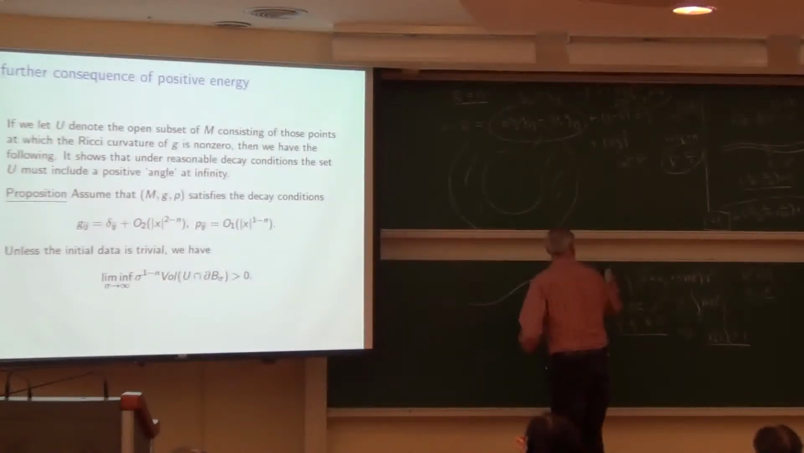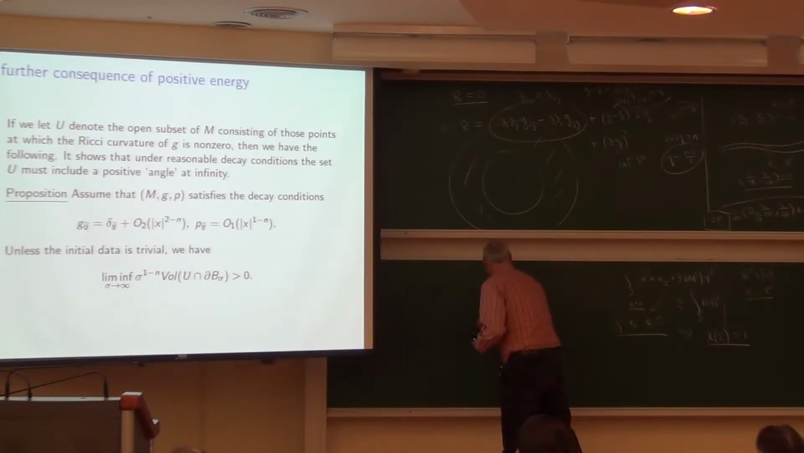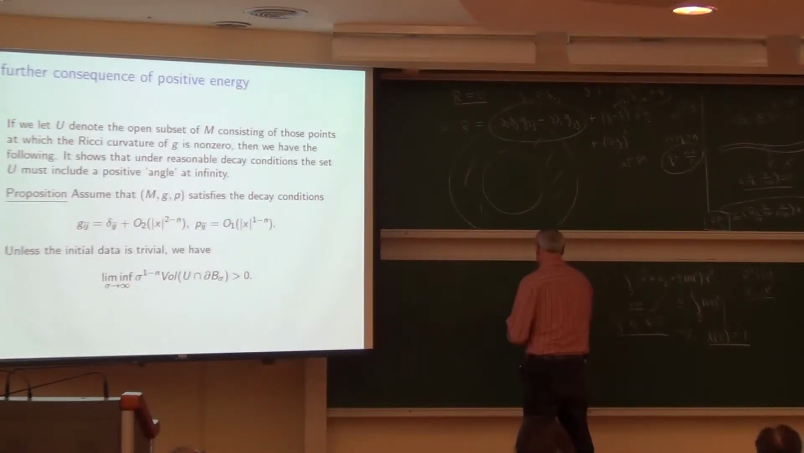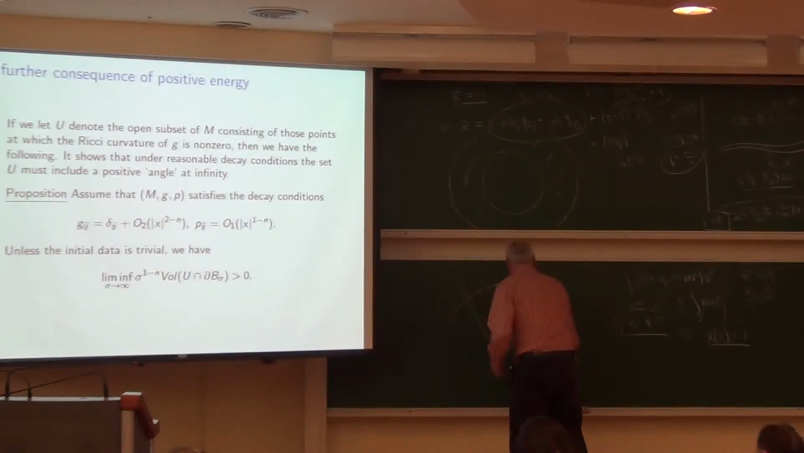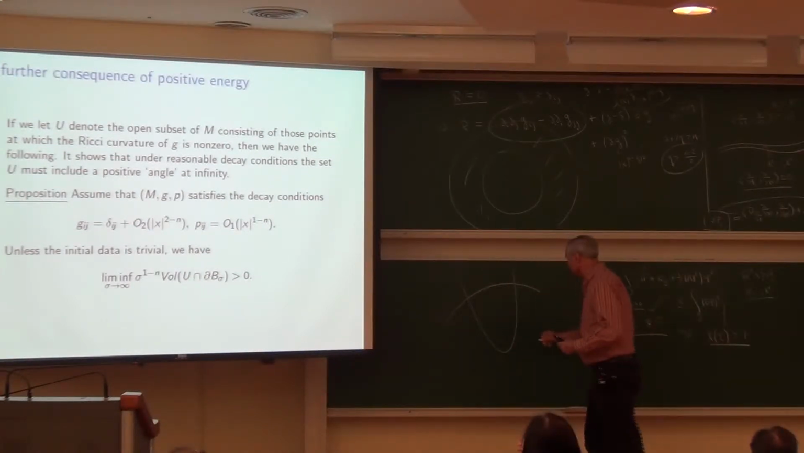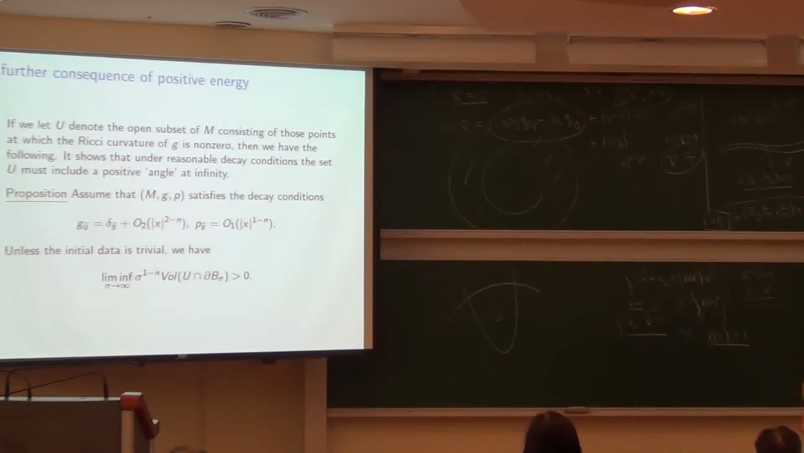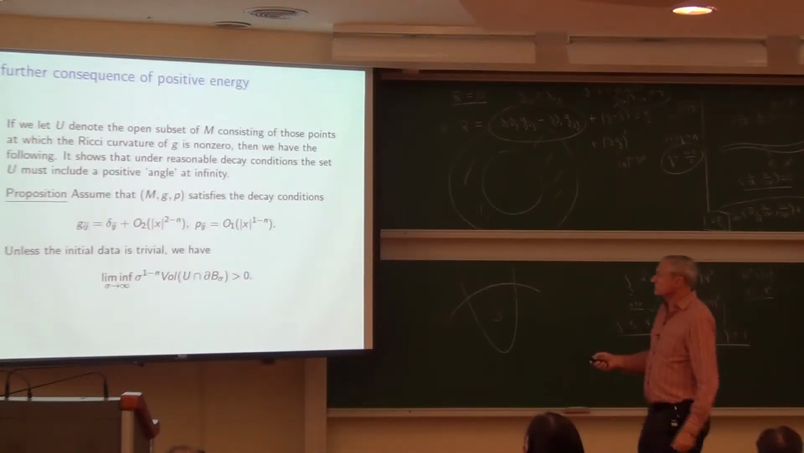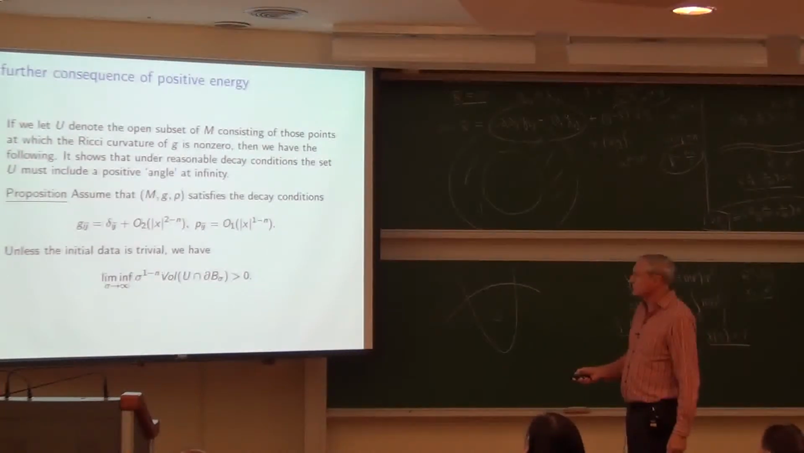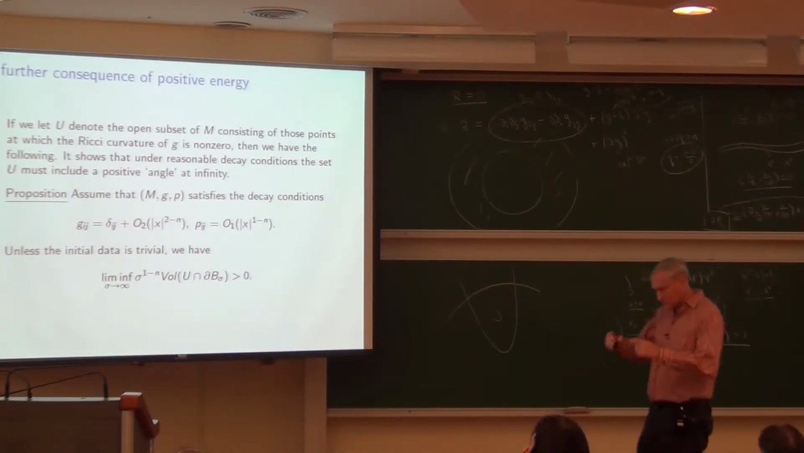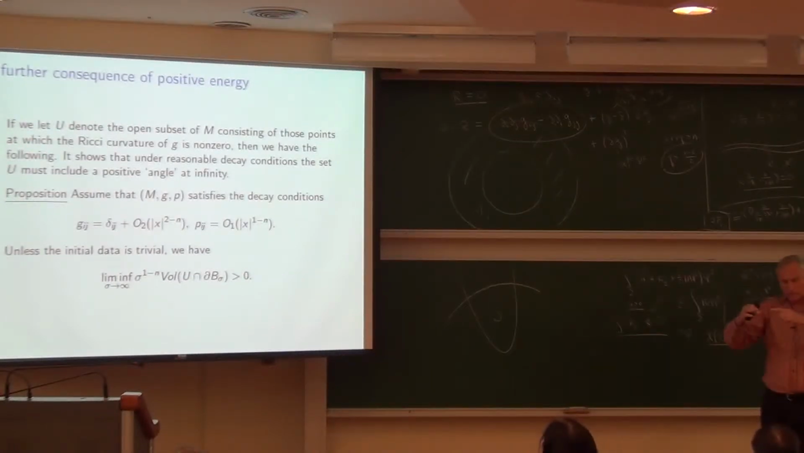At infinity, it has to include a fixed fraction of the sphere at infinity. So the set has to be something like that. So when I cut it with a large sphere, it has to be a good fraction. So this is a set U, and say the solution might be trivial outside U, it might be flat or Ricci flat anyway. So the statement is that if the data is non-trivial, then in fact the lim inf of the ratio of the volume inside U on the sphere to the volume of the sphere is strictly positive. So that's a consequence of positive energy.